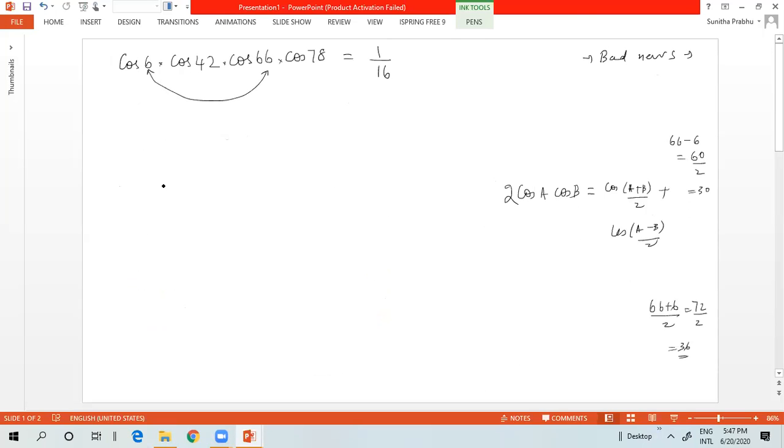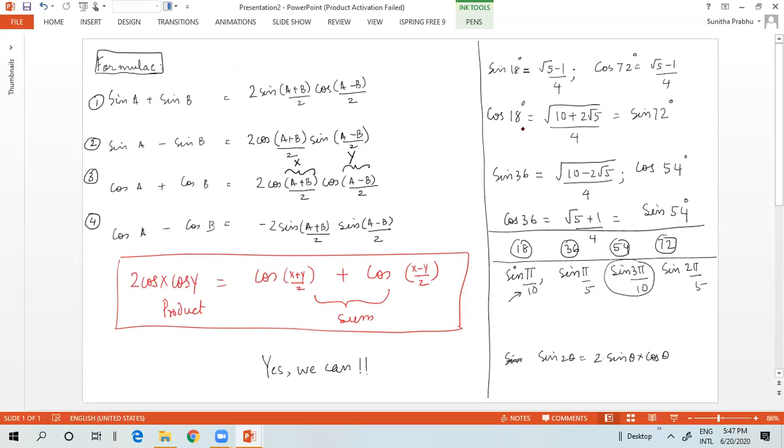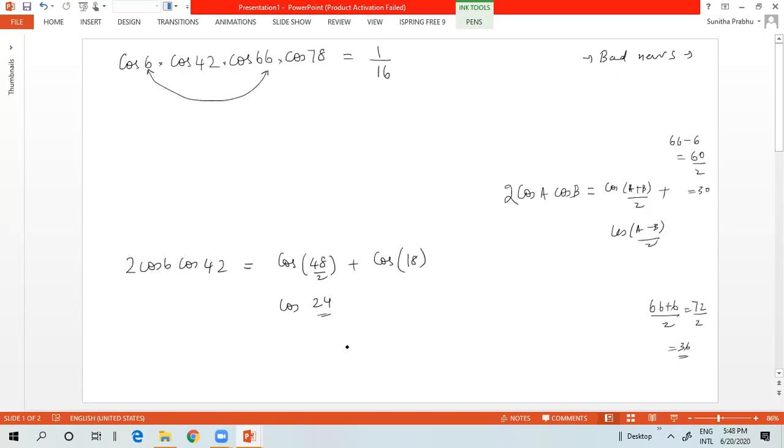If I take 6 and 42, for example, Hannah, work with me. Had I taken 2 cos 6 cos 42, what would I have got? It would be cos 48 by 2, which is cos 24, plus cos 36 by 2, which would be cos 18. Even that would have worked, frankly, right? Yes, sir. No, but this is cos 24. I don't have a cos 24 with me. I have 18, 72, multiples of 18. So 24 would have been a bummer.